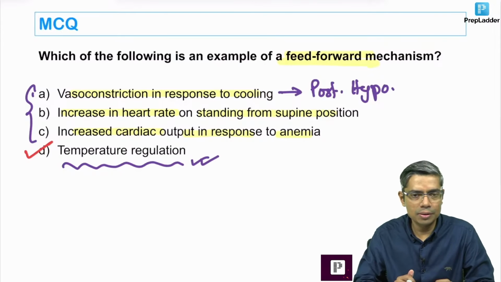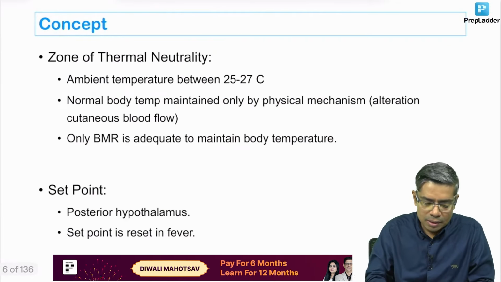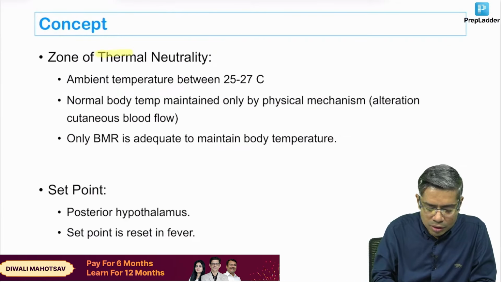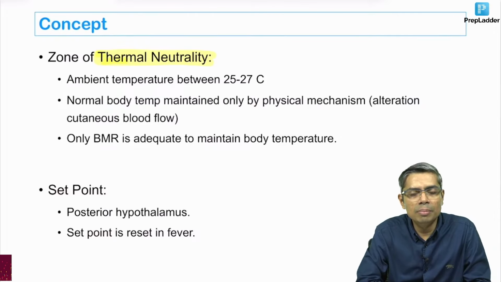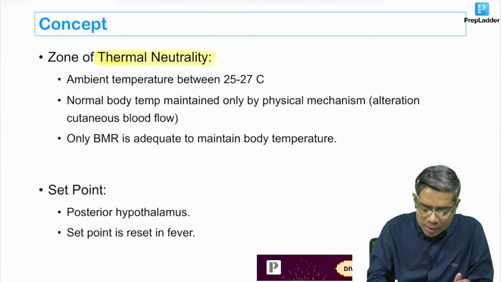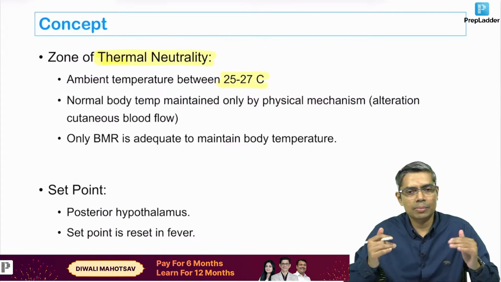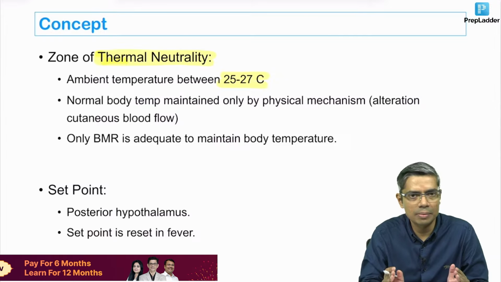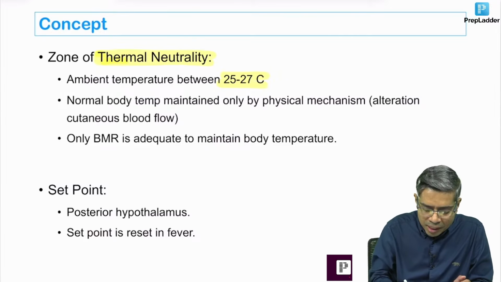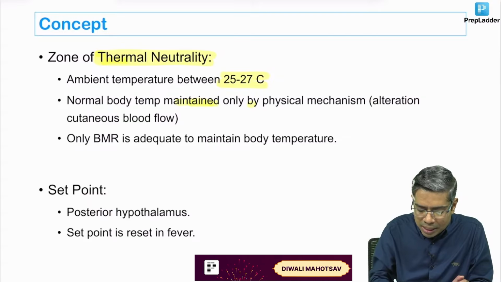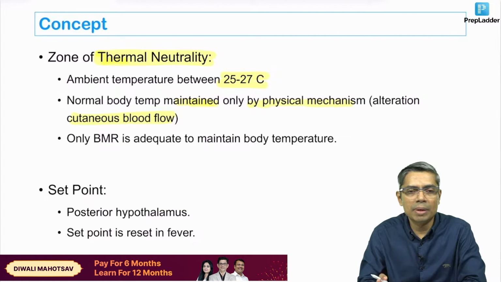Apart from this, 2-3 important pieces of information you should remember. One thing is known as the zone of thermal neutrality. This question has not been asked yet, but you have to remember that zone of thermal neutrality means if you remain in a temperature of 25 to 27 degrees centigrade. Suppose in this room the temperature is 25 to 27 degrees centigrade. That is known as the zone of thermal neutrality. Why? Because the body maintains temperature only by physical mechanism, alteration of the cutaneous blood flow. No additional mechanism has to be activated.